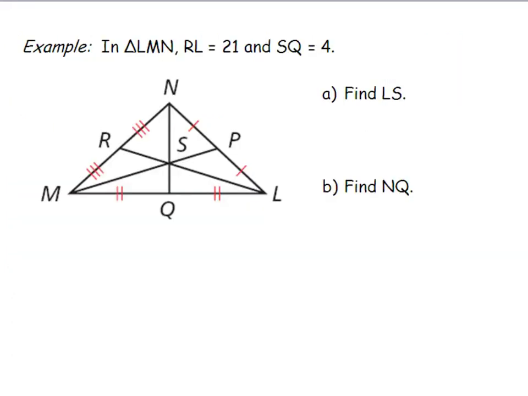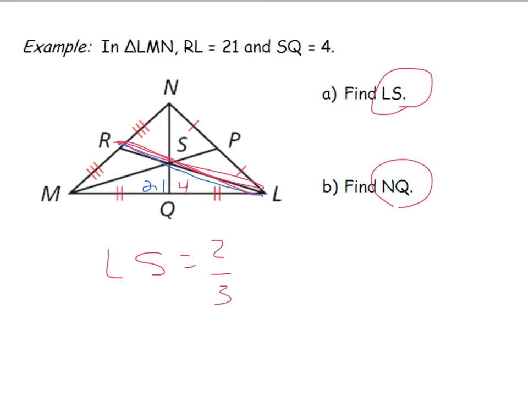So this next example says you get triangle LMN. It says that RL is going to be 21, so that makes this whole distance here 21. And it says that SQ is actually 4. They want you to find LS and NQ. Well, if we want to find LS, LS is part of this LR. I know that LR is 21. Remember, LS has to equal 2/3 of LR. So 2/3 of 21, if I reduce, 3 goes into 21 7 times, would give me LS, which is 14.